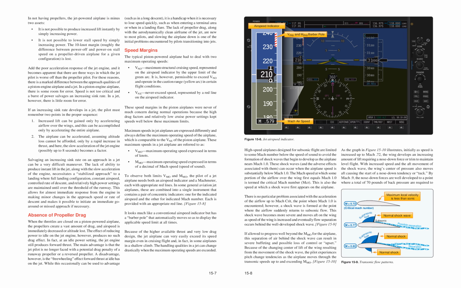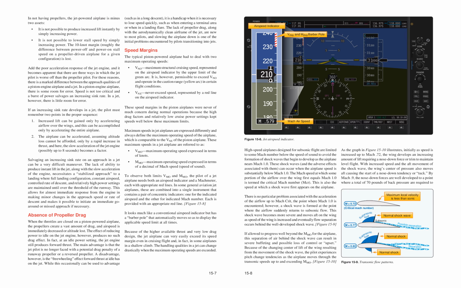High-speed airplanes designed for subsonic flight are limited to some Mach number below the speed of sound to avoid the formation of shock waves that begin to develop as the airplane nears Mach 1.0. These shock waves, and the adverse effects associated with them, can occur when the airplane speed is substantially below Mach 1.0. The Mach speed at which some portion of the airflow over the wing first equals Mach 1.0 is termed the critical Mach number, MCR. This is also the speed at which a shock wave first appears on the airplane.